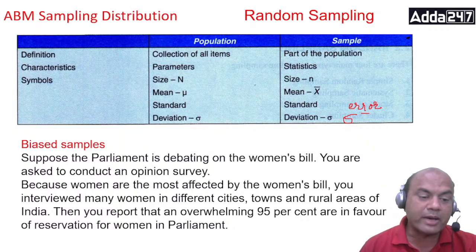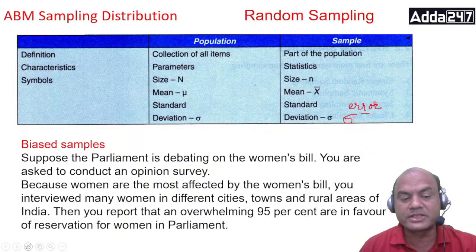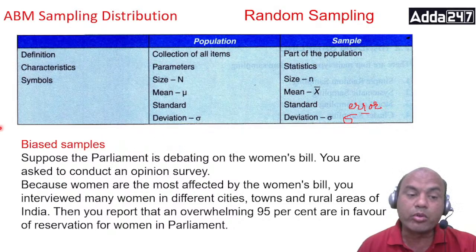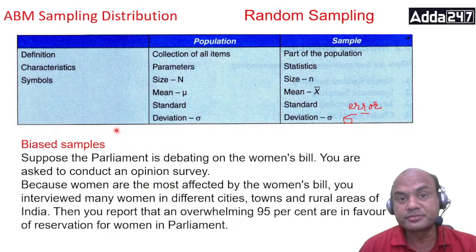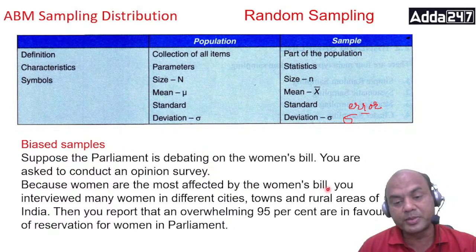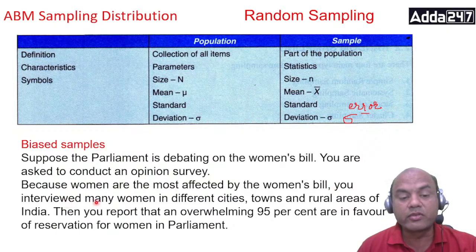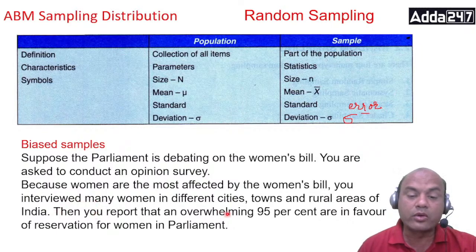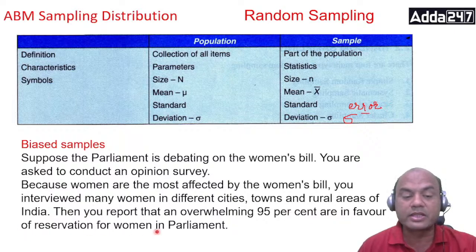Now, what are biased samples? Bias means what? Here we always say, no, this person is biased. My boss is biased. This is a general statement we make, right? The boss is biased towards some employees. You have seen this. Suppose the parliament is debating the women's bill. You are asked to conduct an opinion survey. Because women are most affected by the women's bill, you interviewed many women in different cities, towns and rural areas of India. Then you report that an overwhelming 95% are in favor of the reservation in the women's bill.